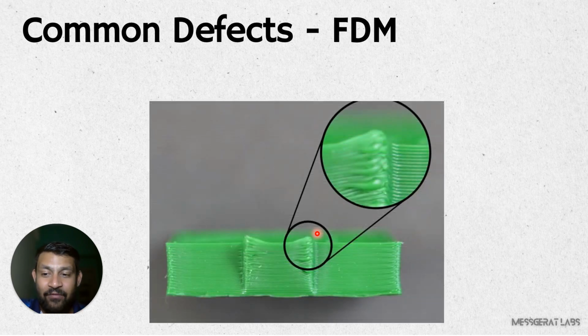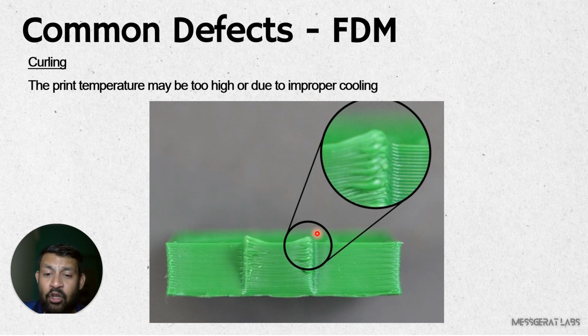Then again, one more defect. This is curling. Now, curling is slightly related to warpage, but curling will happen not because of thermal stresses, but because of overheating of the material. So when your print temperature is too high and your cooling is not happening, then your part will remain for a longer time in the molten stage. And wherever it has remained for a longer time in the molten stage, when you print on top of that, your printing is not proper. So it will result in curling.